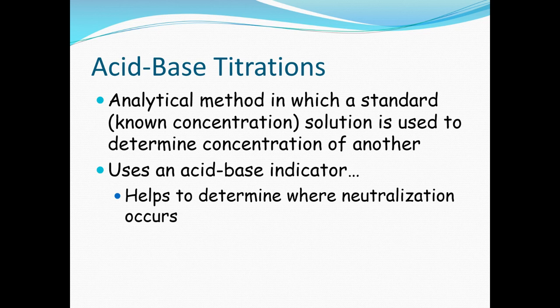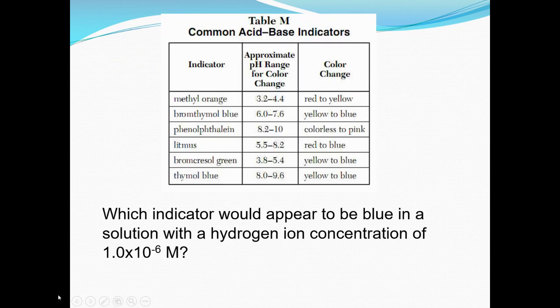And so to help us with that, we use what's called an acid-base indicator. And an acid-base indicator is just a chemical that changes colors at different pHs. Let's take a look at an example question using acid-base indicators. In our table up here, we have a list of acid-base indicators. We have the approximate pH range that they change color at, as well as what their color changes are going to be.